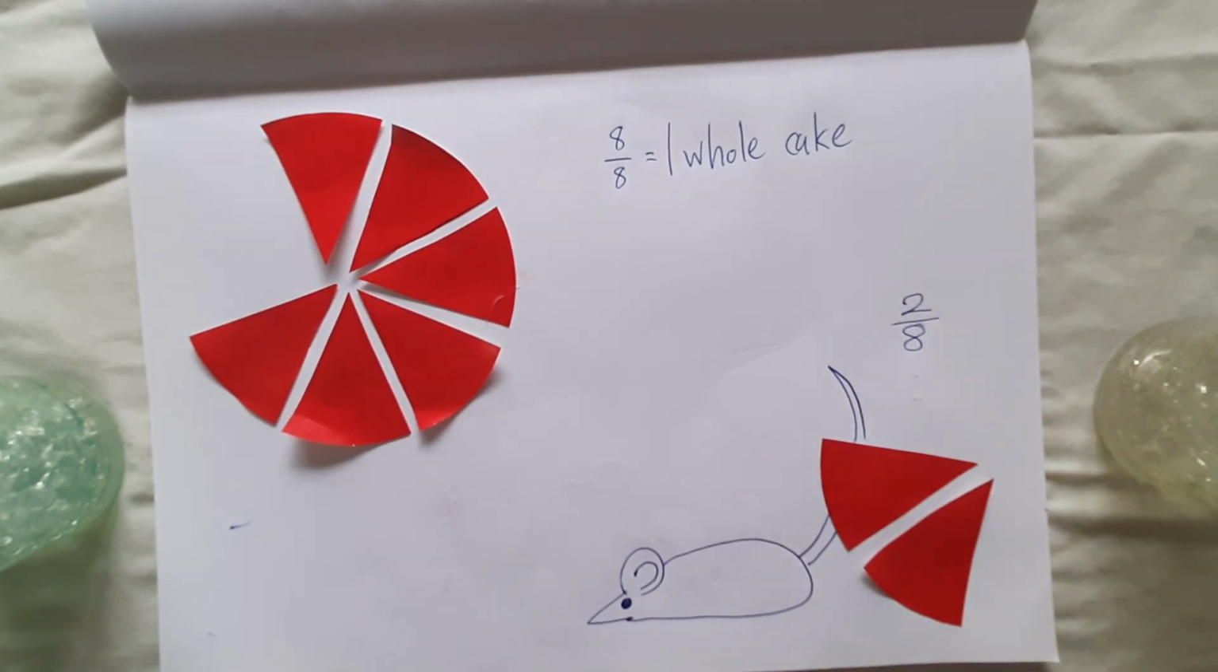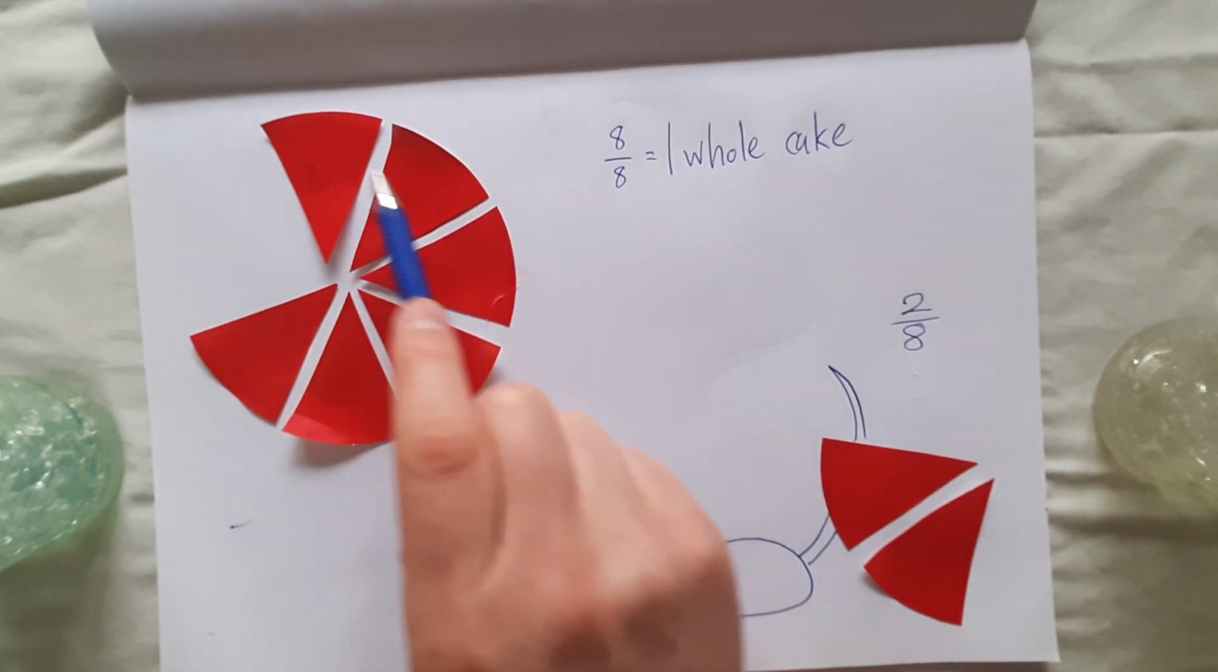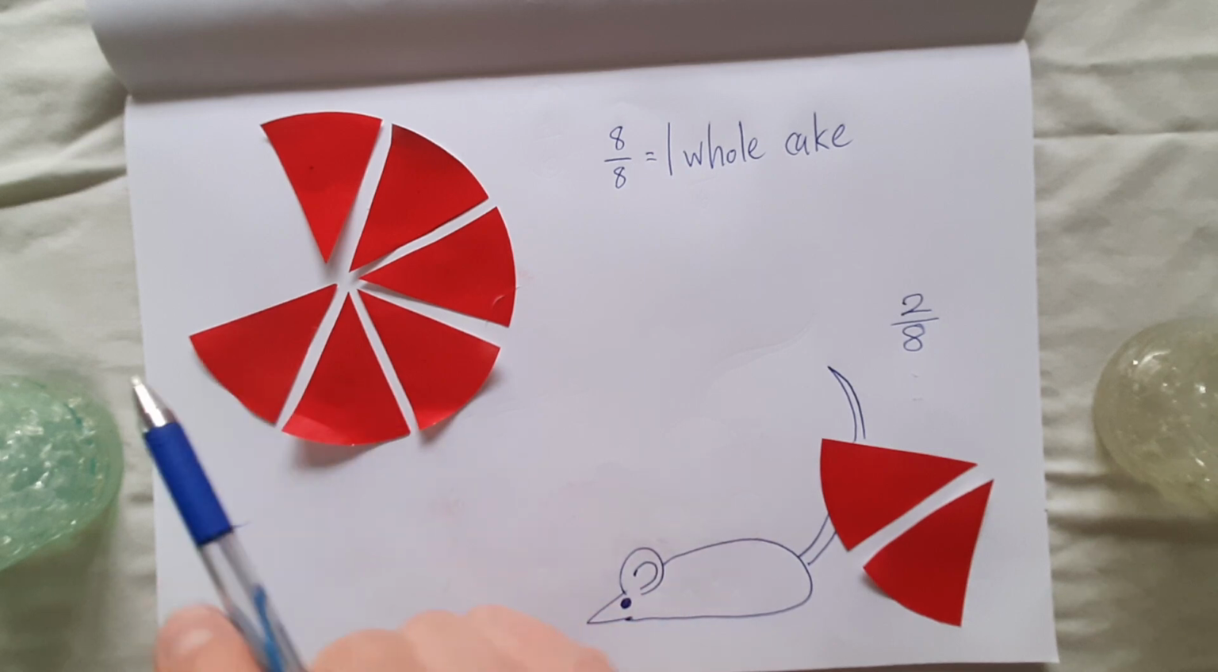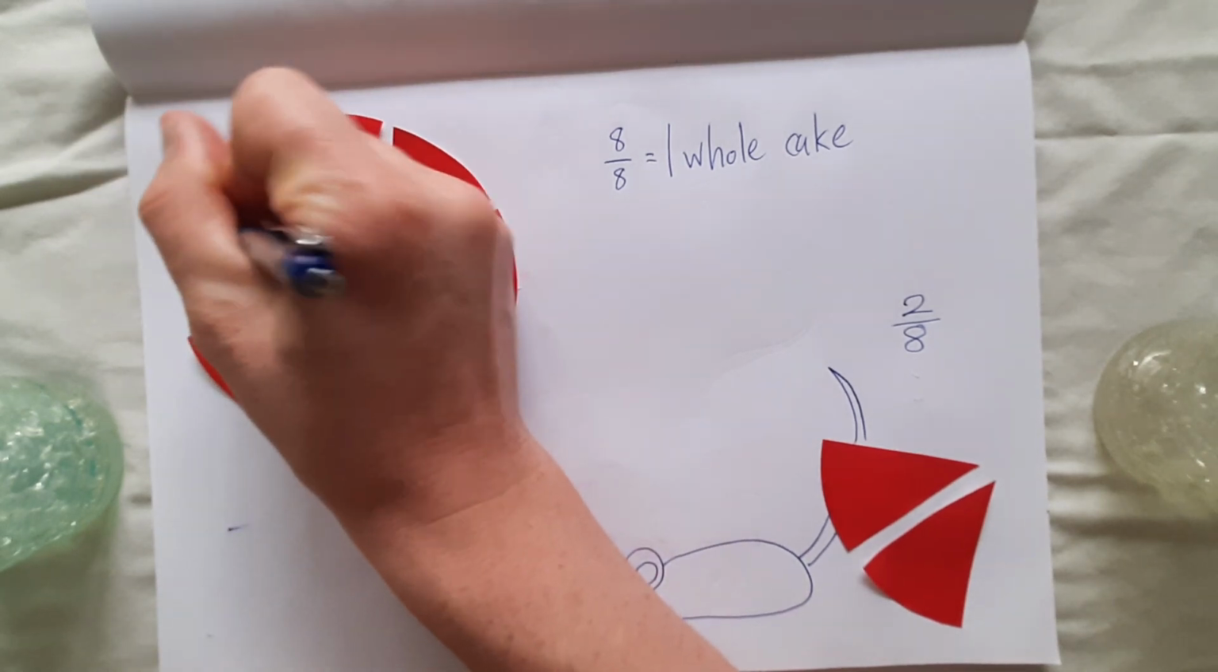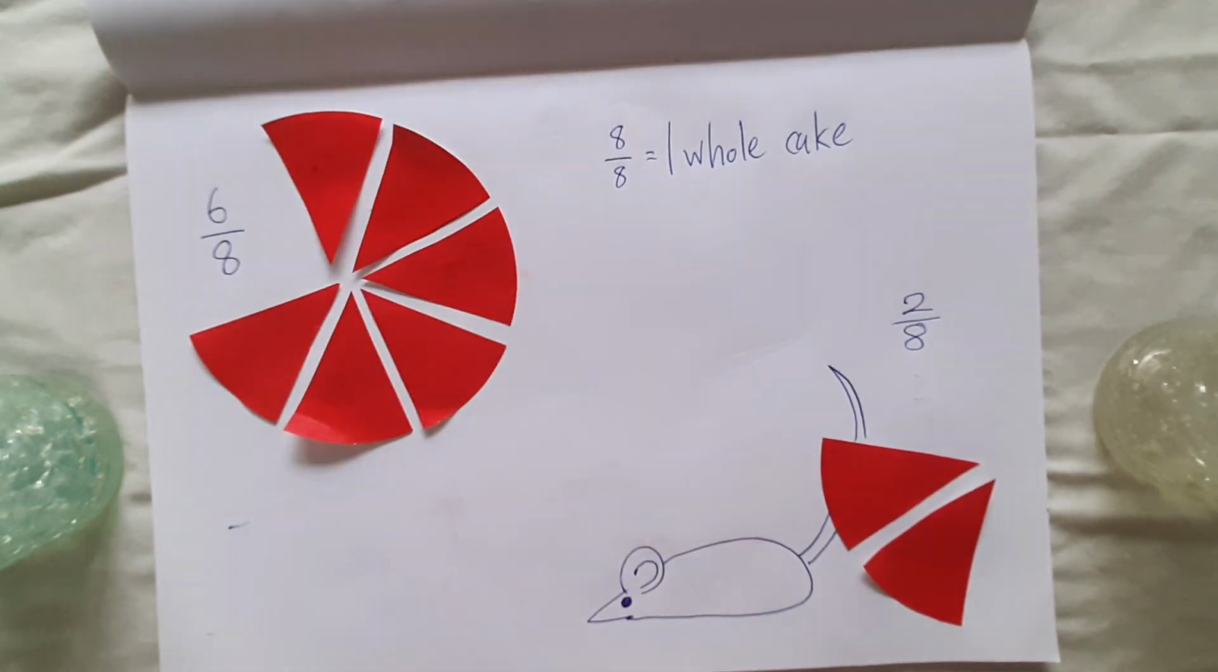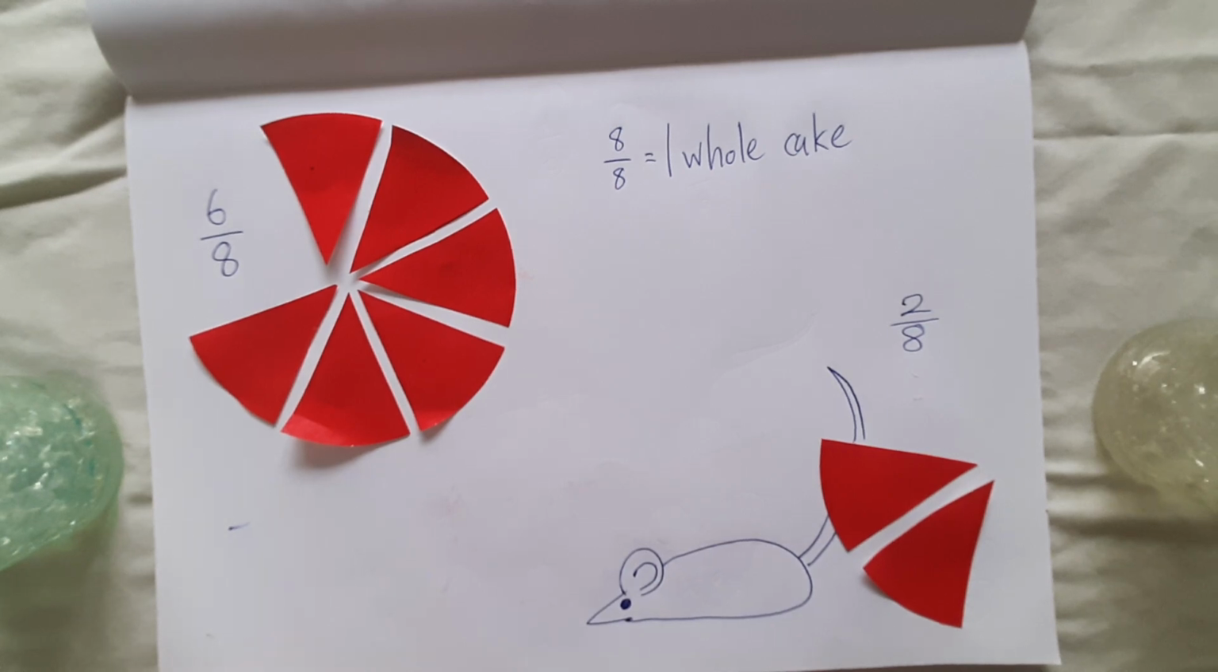What fraction of the cake is left for the baker to share with his friends? 1, 2, 3, 4, 5, 6. He has only got 6 eighths to share with his friends. That silly baker needs to get rid of that mouse, or he needs to put the cake in the pantry or in the fridge or keep it in the oven so the rat doesn't get it.